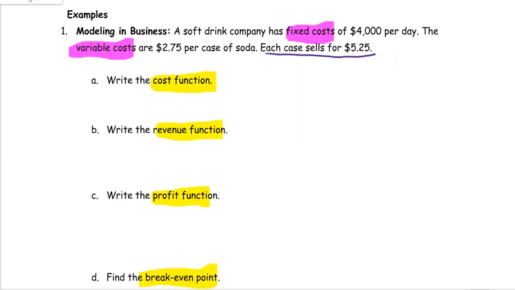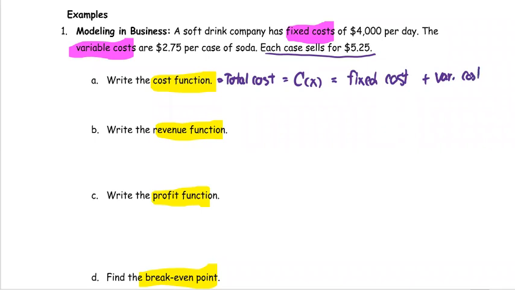So basically the cost function represents the total cost. The general notation is C(x). Since there are two different things, the fixed cost and the variable cost, the total comes from the sum of the fixed cost and the variable cost. All right, so from the information that we have, what is the fixed cost?